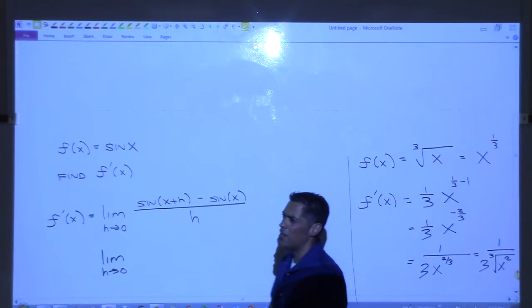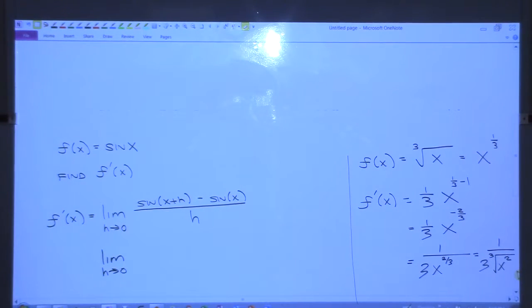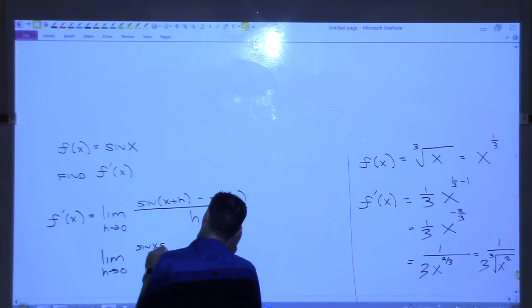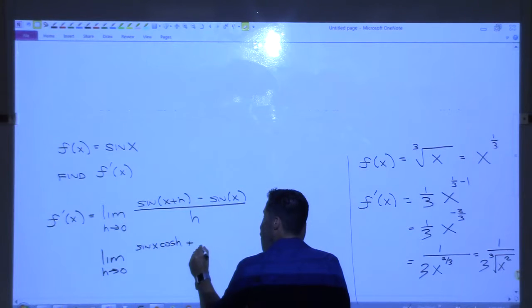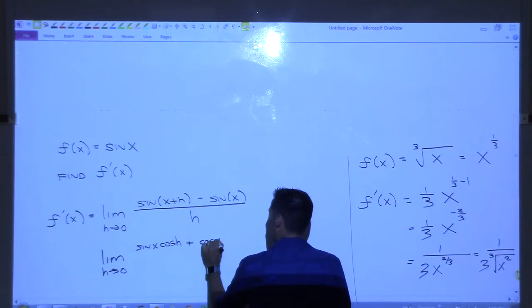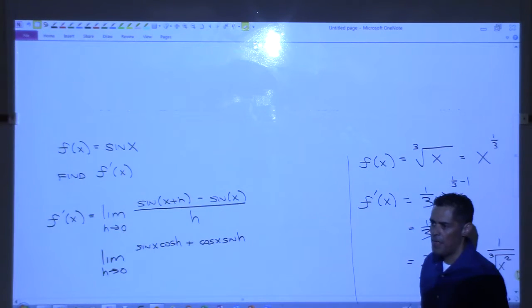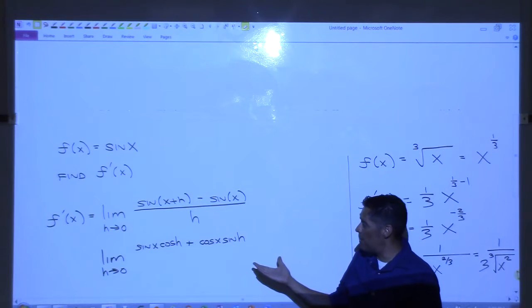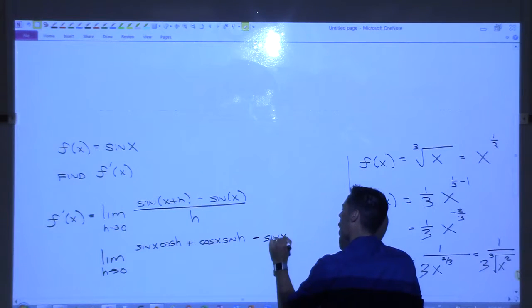Okay, so what do they use there? They use x and y, or they use x and y? Here we have x and h. So it's going to be what? Sine x, cosine h, plus cosine x, sine h. Okay, that is this written using the formula from pre-cal. Now what do we still have up here? Minus sine x all over h.